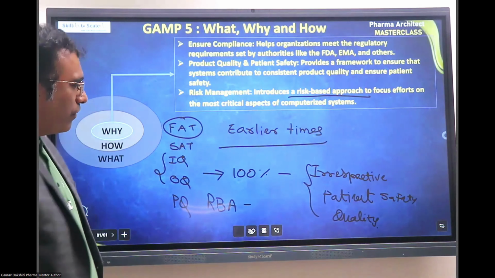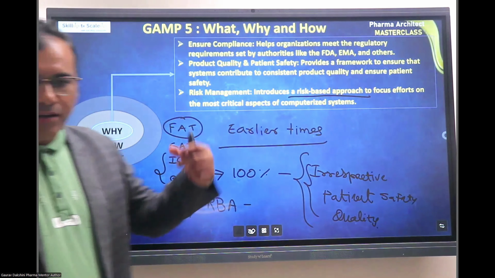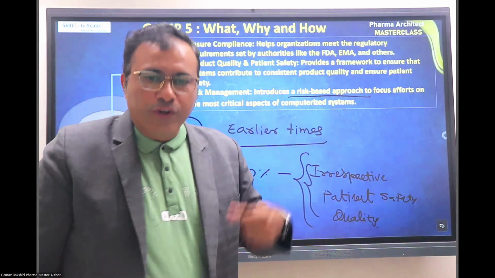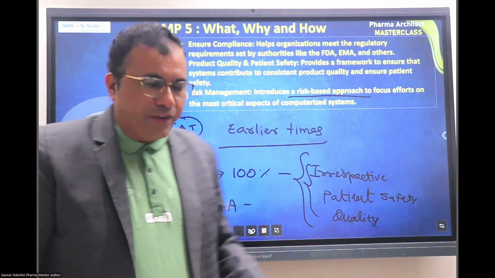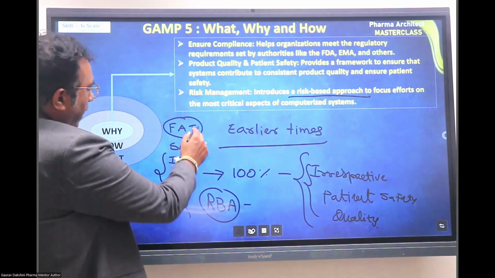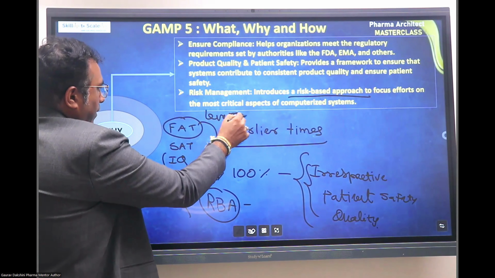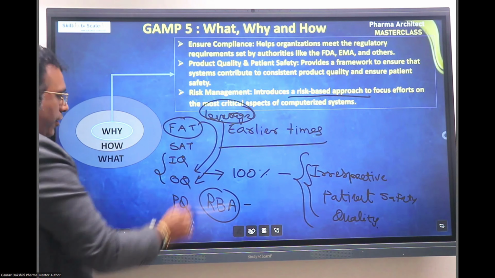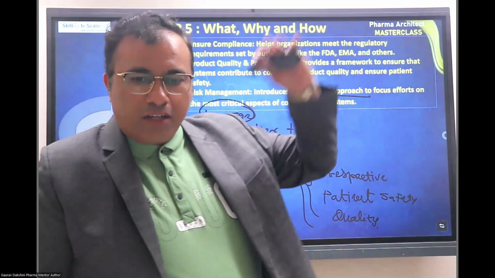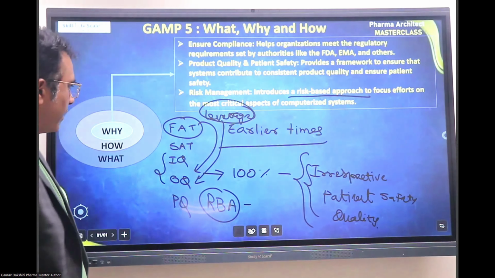Why? Because we were not giving importance to those tests which are done by the vendor. We want to do it again because we want to show that we are doing 100%. But when you do the risk-based approach, we can leverage. We can leverage this test into the IQ, OQ, and PQ, whatever the test we have performed in the vendor's place, or maybe even in SAT.